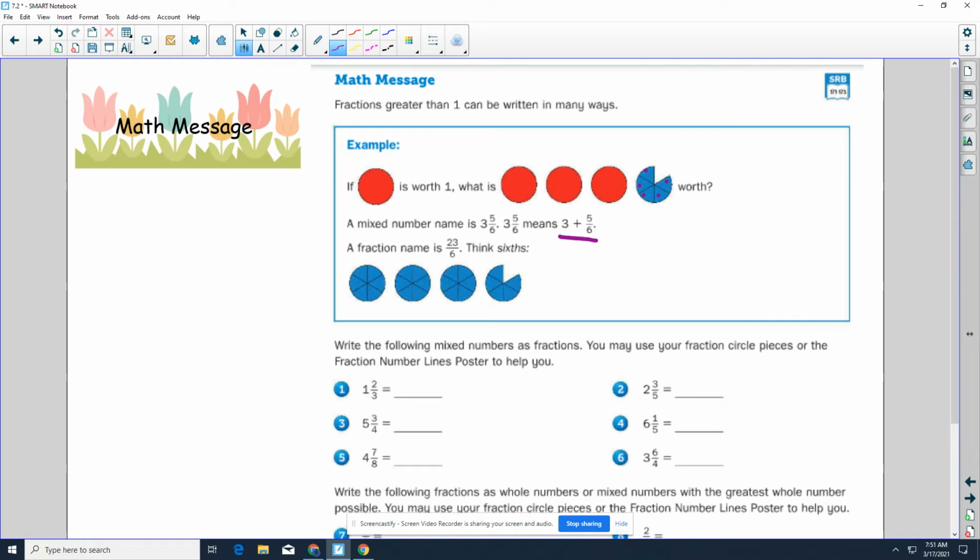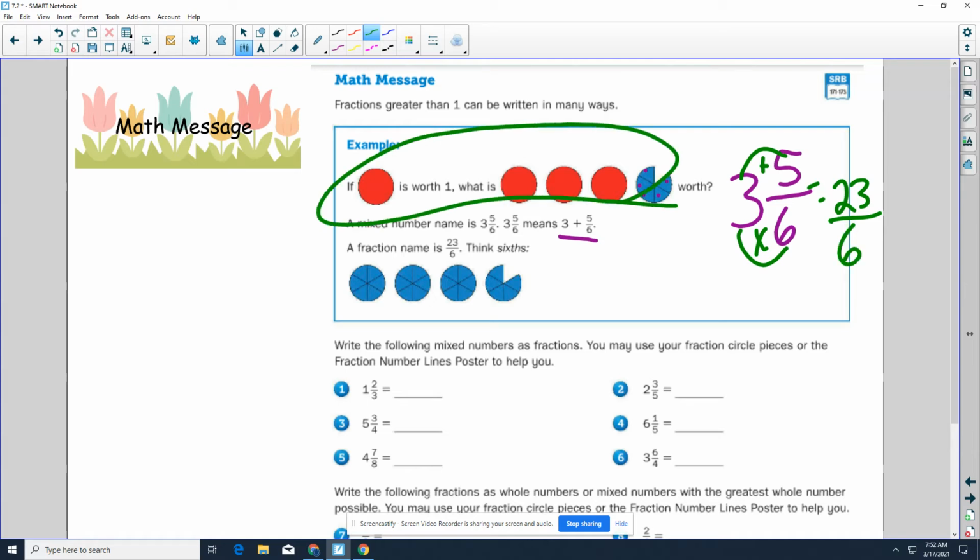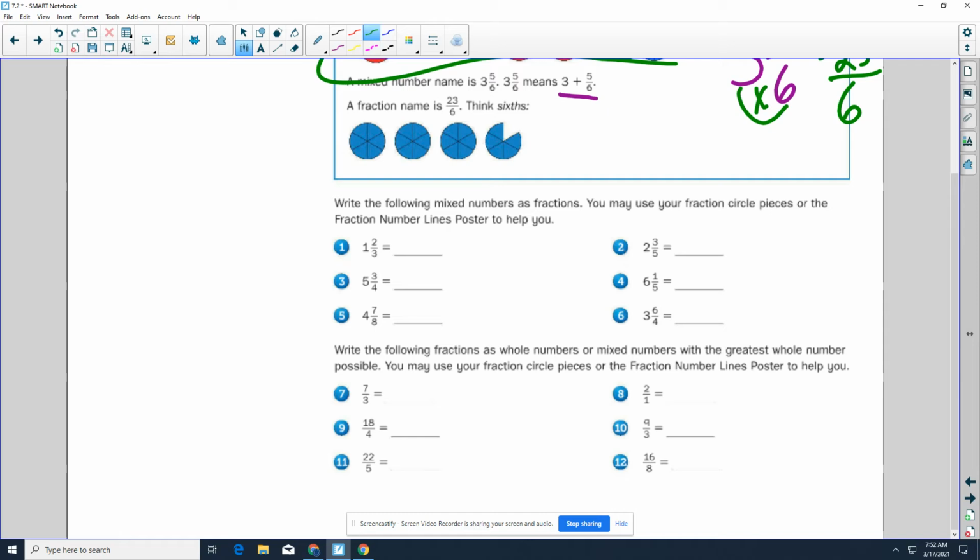23/6. So what I could do is convert my mixed number to an improper fraction by multiplying the denominator times the whole number plus the numerator. So when I do that, just like in the video, I get 18 plus 3, which ends up being 23/6. So I could say that inside of all these, there's 23 pieces, and each circle is worth 6/6.